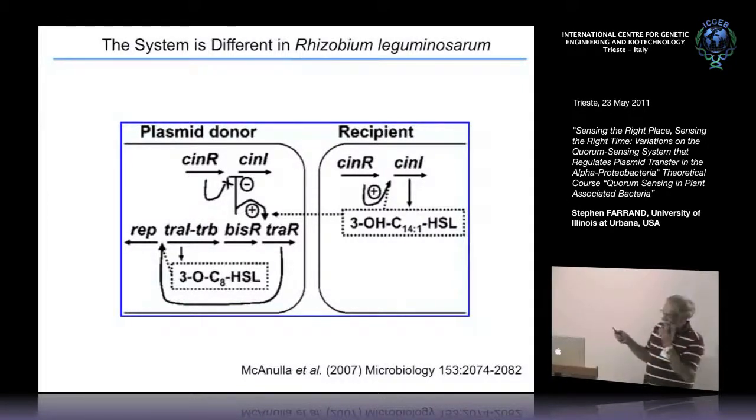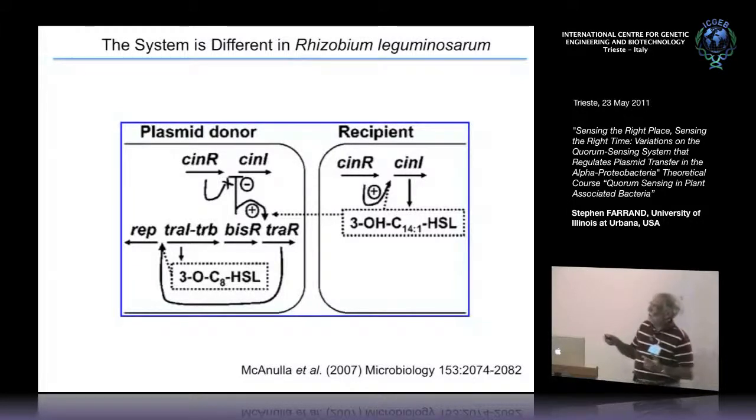Okay. Over here in the donor, we have the Sym plasmid that has this gene system, but it also has the CinR, CinI system. But BisR in the donor, in the absence of an appropriate ligand, is repressing the Cin system of the donor. So the donor is not making this hormone here. In addition, TraR is off in this case, because TraR needs to be activated. Well, who needs to activate TraR? BisR needs to activate TraR.